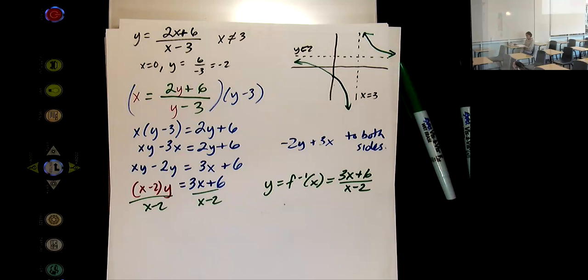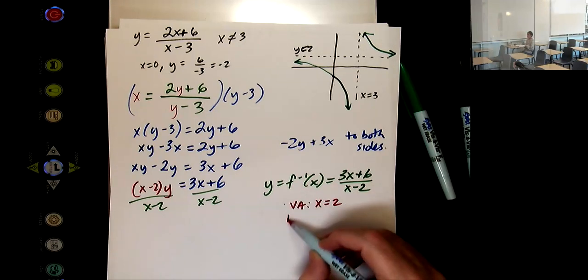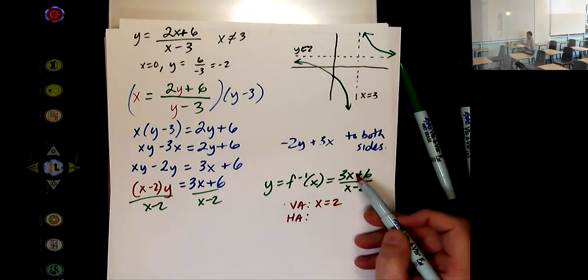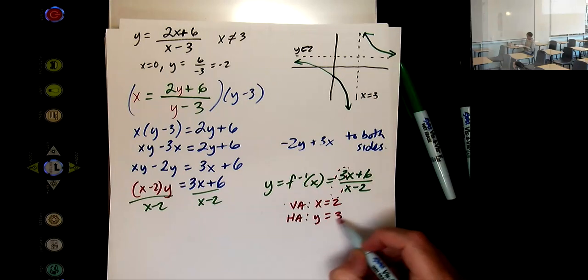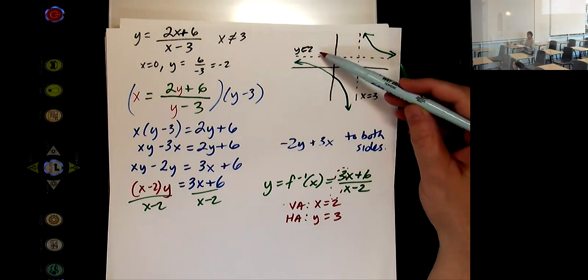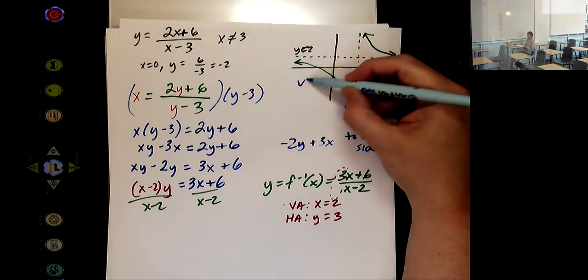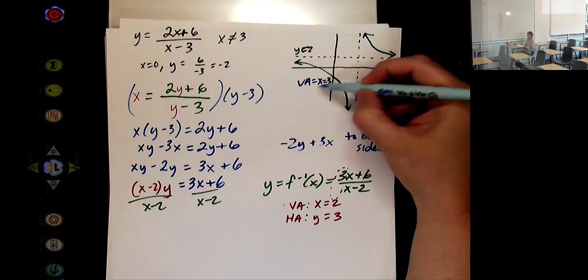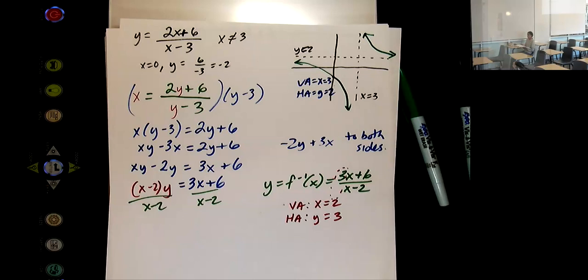And you'll see we now have our vertical asymptote at x equals 2. And we have a horizontal asymptote at the coefficients, 3 over 1, y equals 3. Which is the good old swapperoo from up here. We can see that these are the opposite of what was up here. VA up here was x equals 3. HA was y equals 2. And the values have switched.